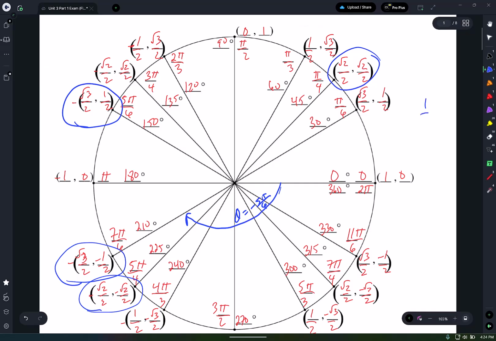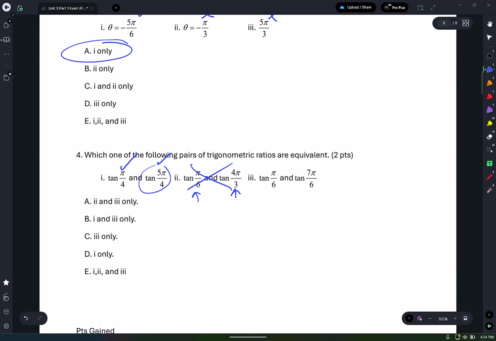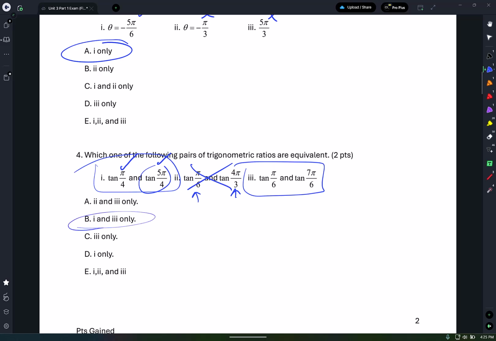And look, 1/2 divided by square root of 3 over 2, again that's going to be 1 over square root of 3. So there it is. So it's going to be 1 and 3. So 1 and 3. Do you see how we did it?